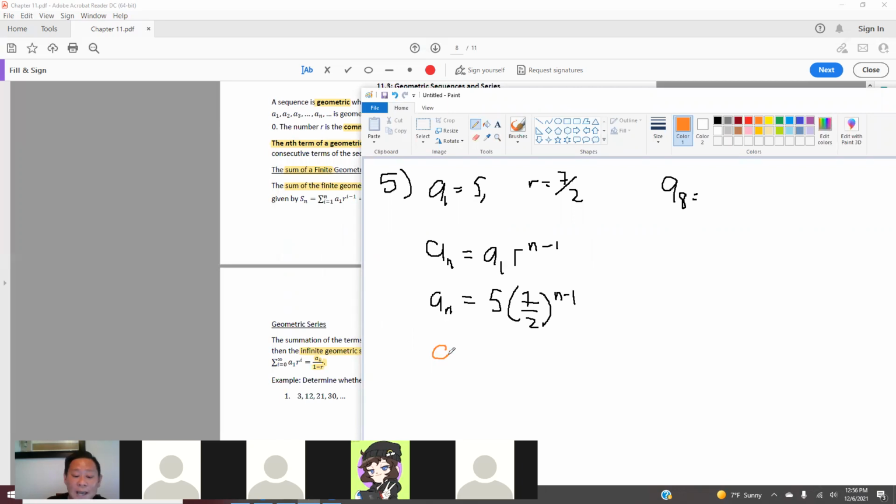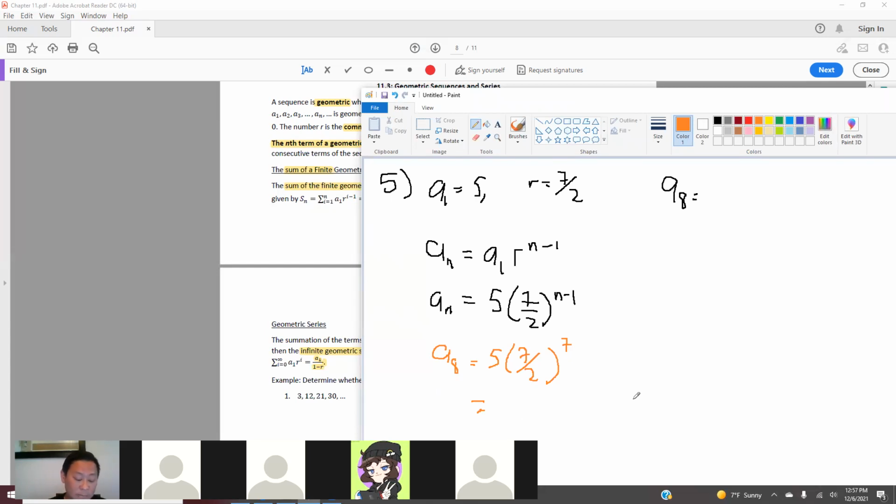The question is asking us to find the a8 term. So you just need to substitute n with 8. In this case, the exponent will become 7, because 8 minus 1 is 7. So you just use your calculator to figure out 5 times (7/2) to the power of 7. That will be your a8 term.